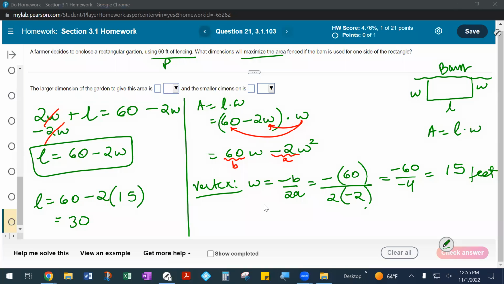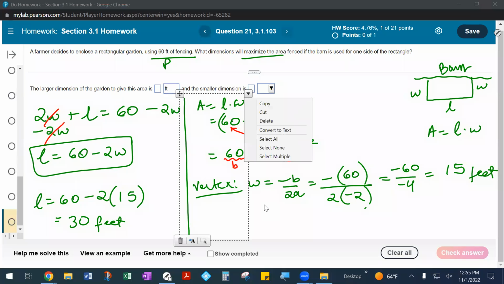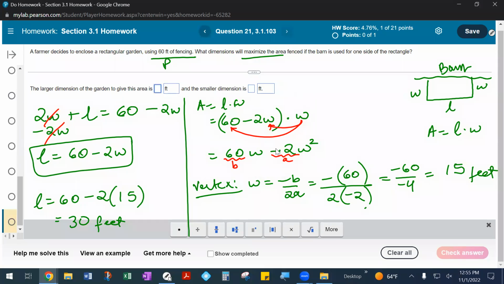And will there be application problems in the exam? Yes, yes. Either this guy or the other one of them will definitely show up. So let's see, the larger dimension, and this is going to be feet. Larger dimension was 30, smaller dimension was 15.